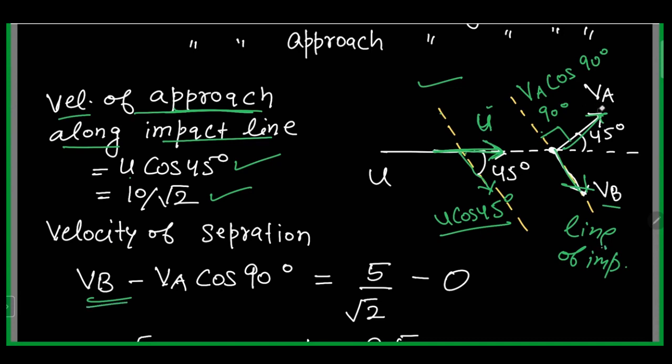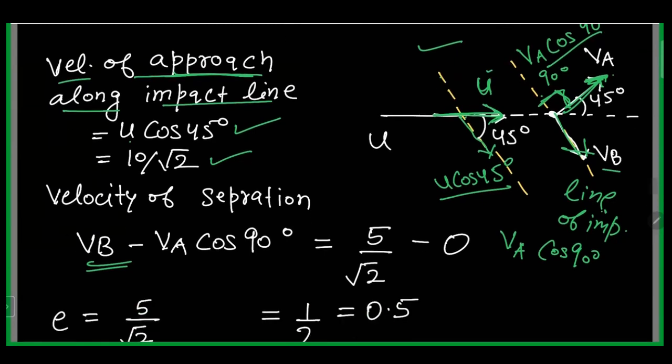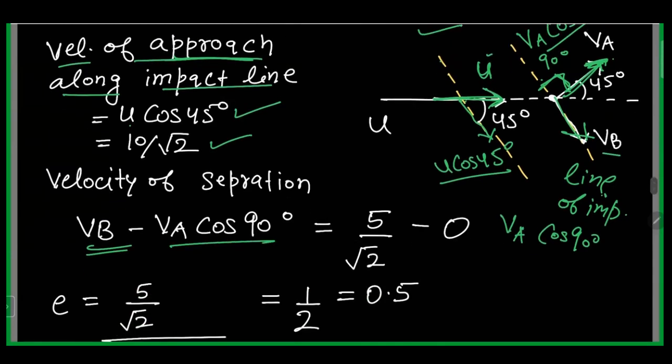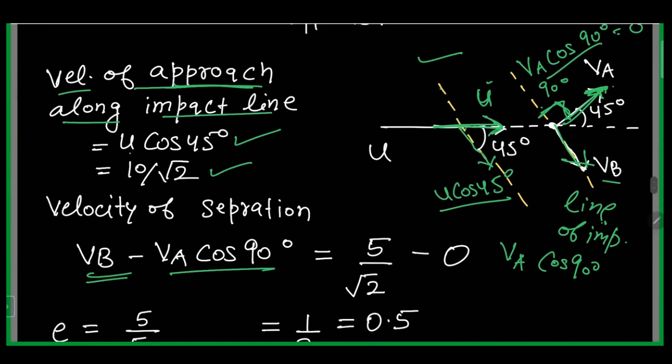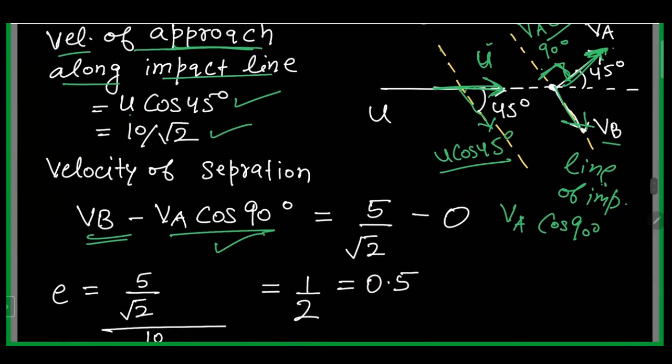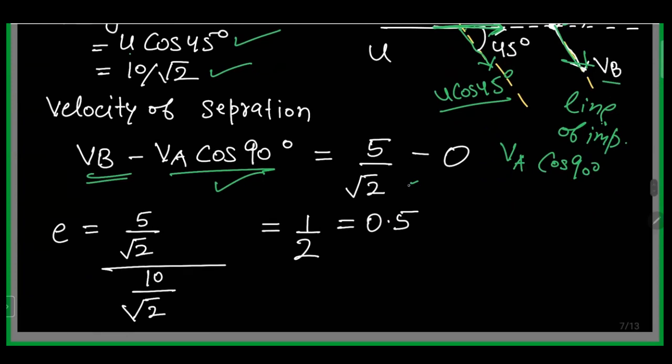But what will be your velocity of A along the line of impact? You can clearly see the angle between VA and the line of impact is 90. So the velocity of VA along the line of impact will be VA cos 90, which is nothing but 0. So your overall velocity of separation is VB minus VA cos 90, which is simply 5 by root 2.